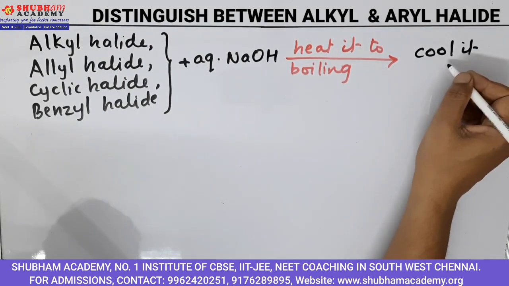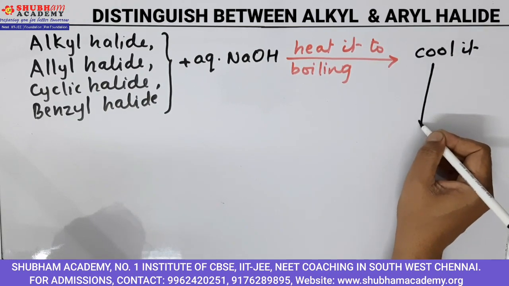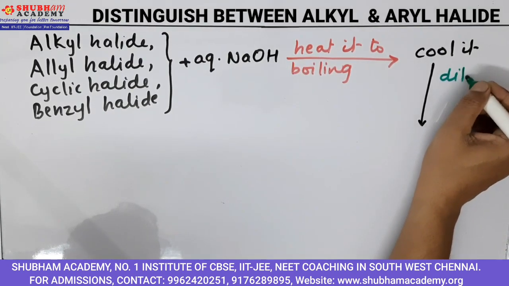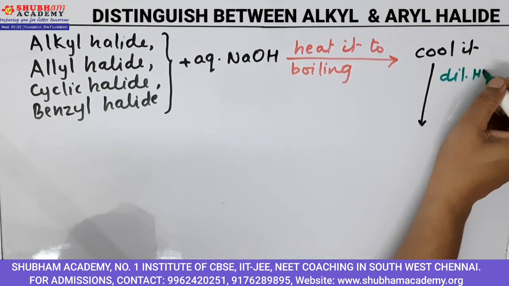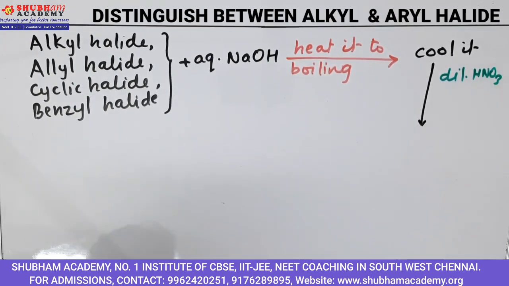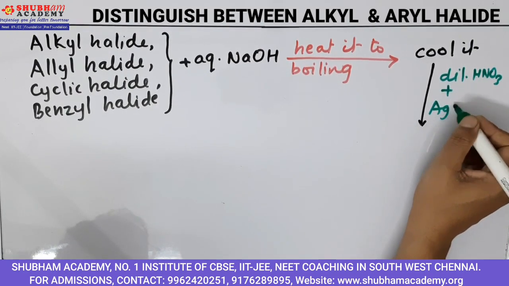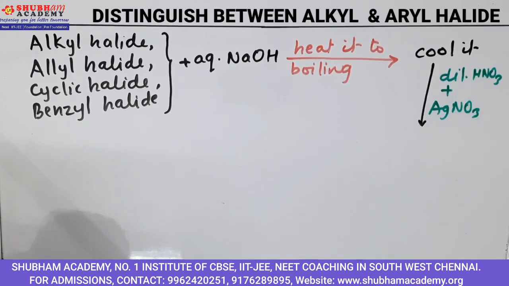And then you add dilute HNO3 to it, followed by addition of AgNO3, okay? So you have to add dilute HNO3, right? That means you are acidifying the mixture, and then you add AgNO3 solution to it, okay?